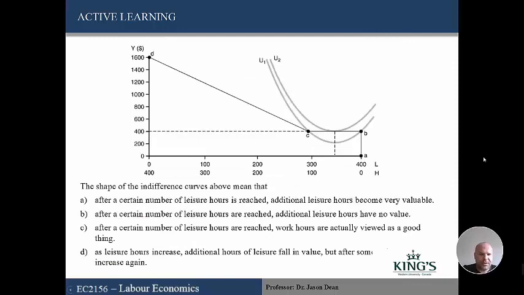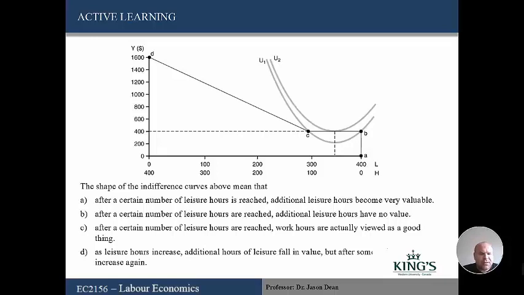Okay, here's another question. We have here some strange indifference curves. So we have two indifference curves, and they actually come down, we have them being negatively sloped, but at some point they turn around and become positively sloped. And they do that at this point here. So the question's asking, what do these indifference curves mean? Which one of these phrases here is correct in terms of these strange looking indifference curves?